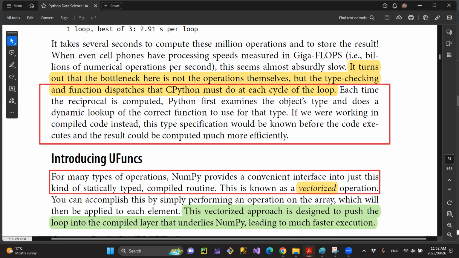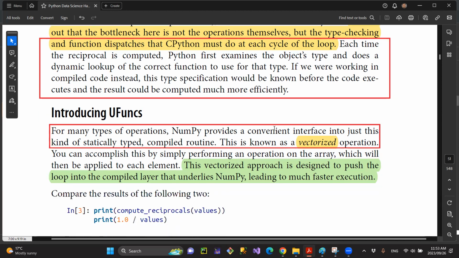And it says that this vectorized approach is designed to push the loop into the compiled layer that underlies NumPy, which is nothing but C or C++, leading to much faster execution. We already checked that.